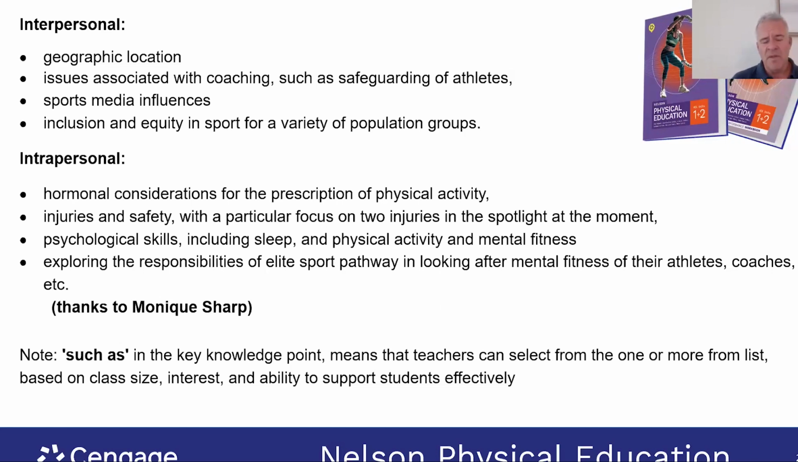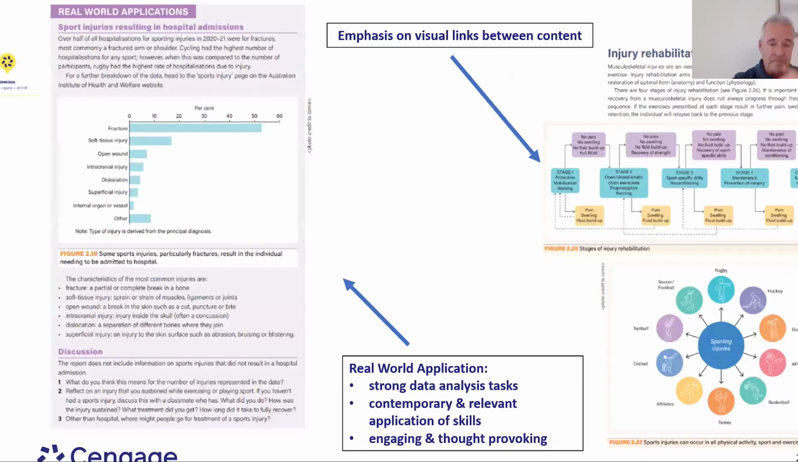In the key knowledge point, I think it was subtle. It certainly hasn't been bolded as I have. The words such as appear, which I think gives us the license that we can select one or more from the list. And again, based on class interest, class size, and the ability of us as educators to support students effectively. So you can choose one, or you can choose more than one. I think that's what such as opens up in the new study design.